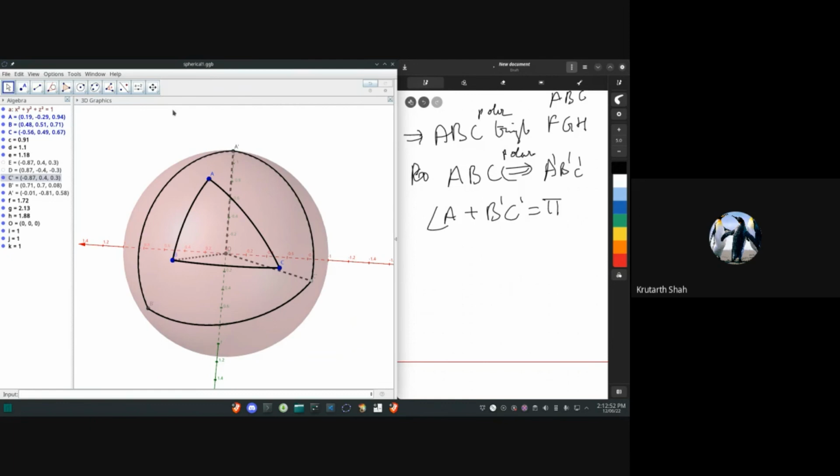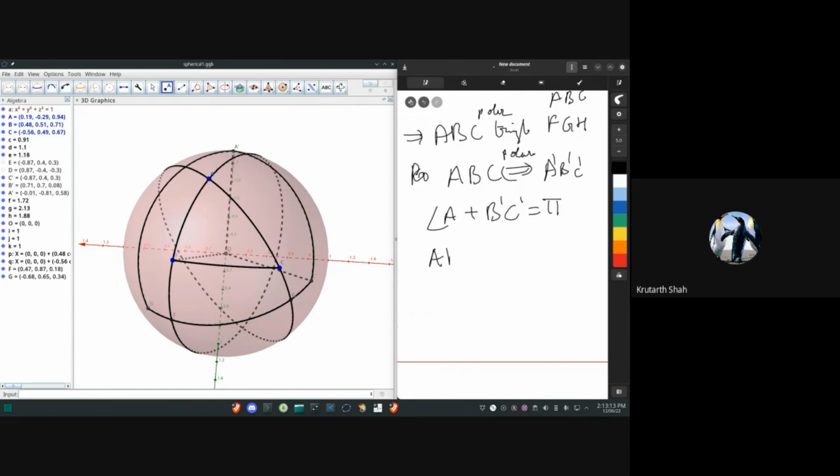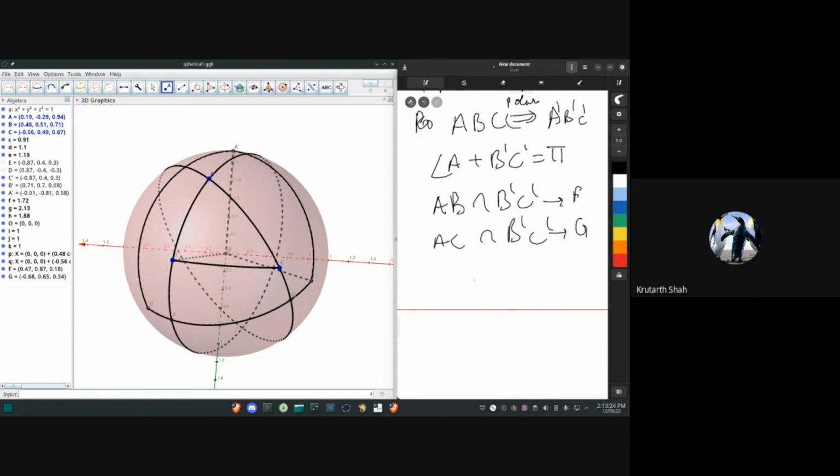Okay, I'll give the proof. So what you do is extend segment AB and extend segment AC and let them meet B'C' at F and G. So AB intersection B'C' is F and AC intersection B'C' is G. So yeah, this is a hint. You can try for 30 seconds or something.